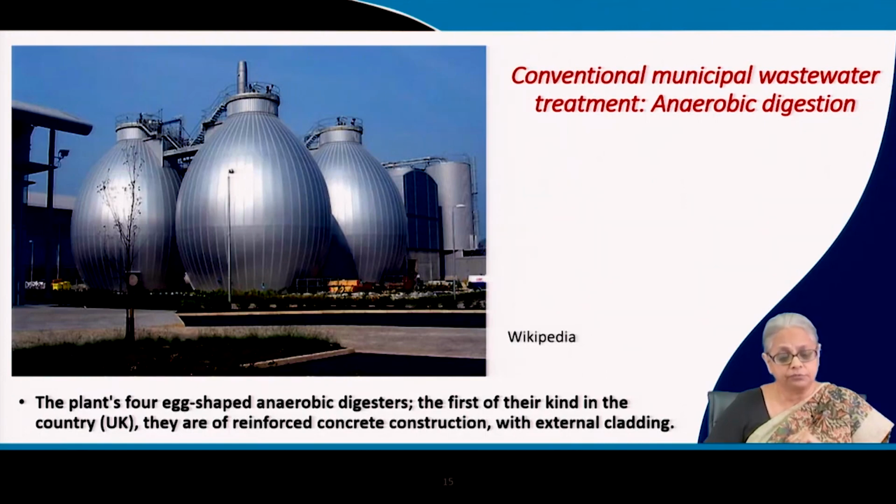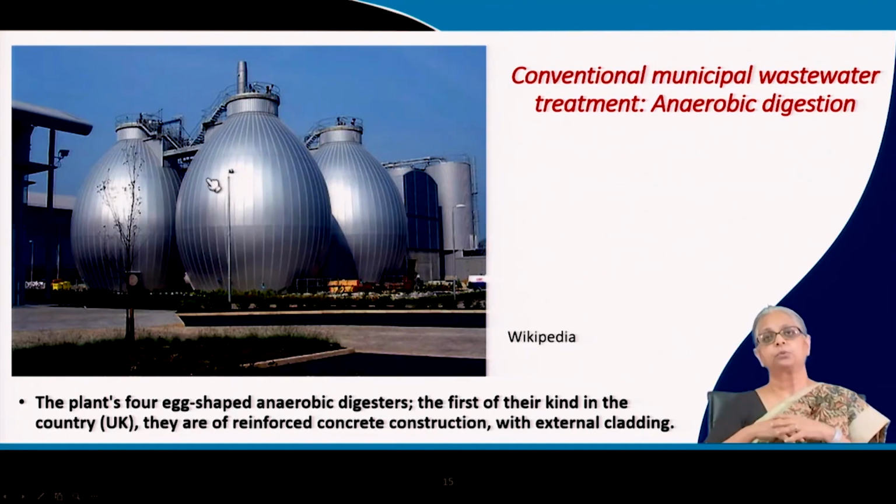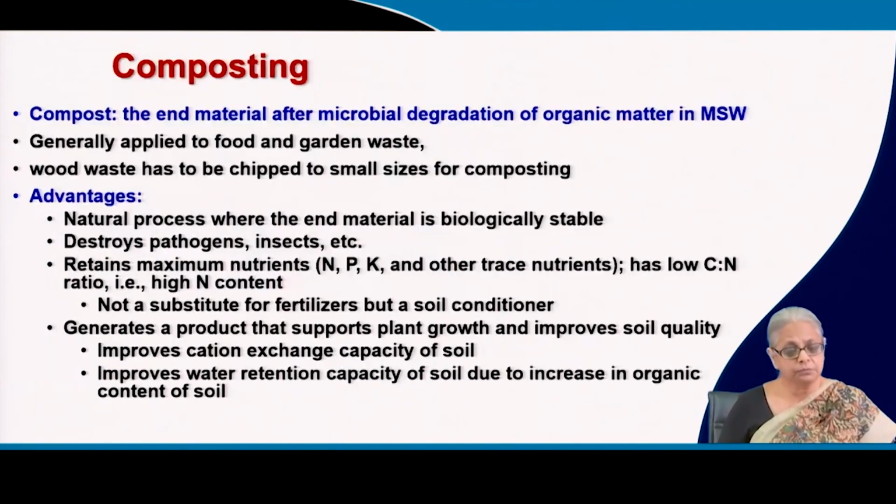These are examples of egg-shaped digesters in the UK. This is from the internet, from Wikipedia. So you can see that this is provided with cladding, and that is simply to provide insulation and keep the heat within the digester. Remember, a lot of heat is being generated in the anaerobic digestion process, and it's useful heat. So that heat has to be kept trapped within the digester to help improve the efficiency of the digestion process. So that's it.